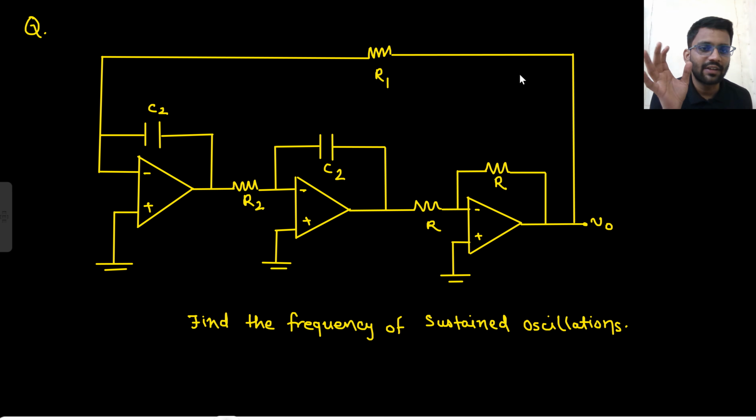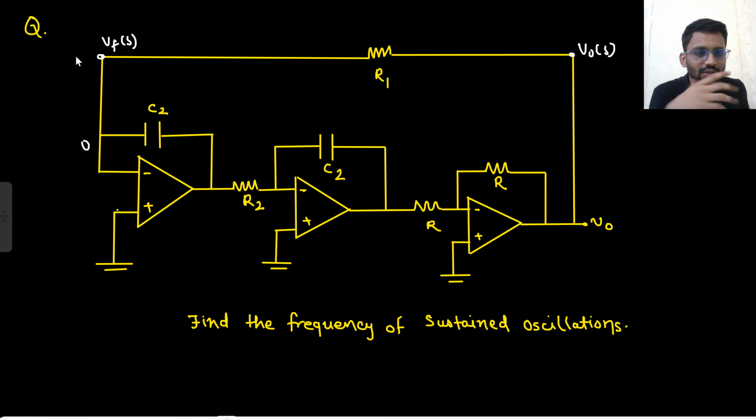Look, at first glance, what is our habit? If I say this is my V0S and this is my VFS, this is our habit, no? What will be your V0S by VFS? Does that make any sense? Here virtual short will be valid, so this node is going to be 0, so VFS is 0. You need to find what part of the output is coming back to the input. This is what you need to find, right?